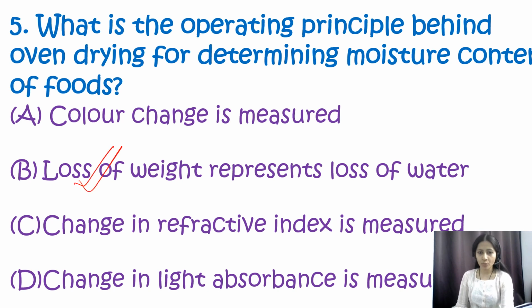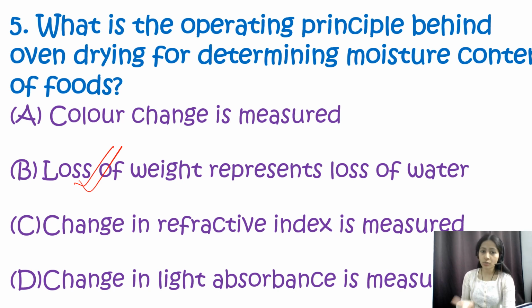So we know in the oven drying method, when a sample is placed in an oven at a specific temperature for a certain period of time, what happens? There is a loss of water, meaning the water starts to evaporate, and when the water content of the food evaporates, it leads to a reduction in the weight of the food product.